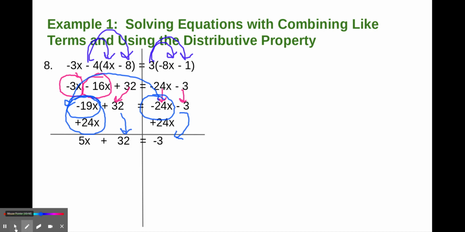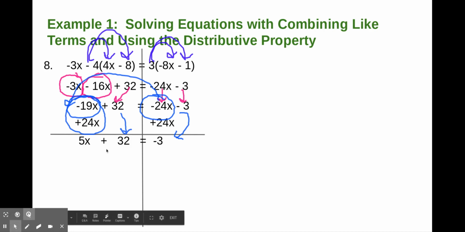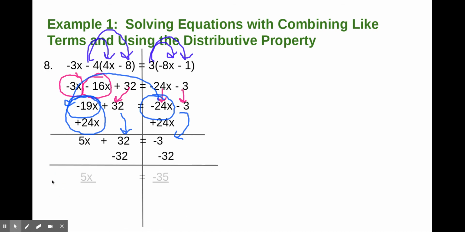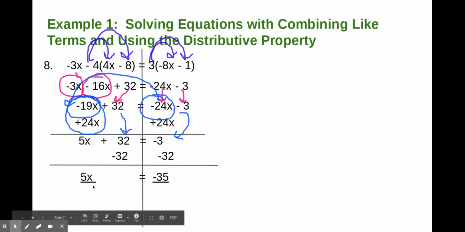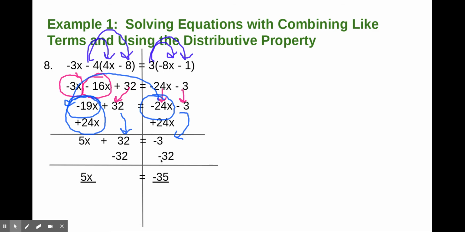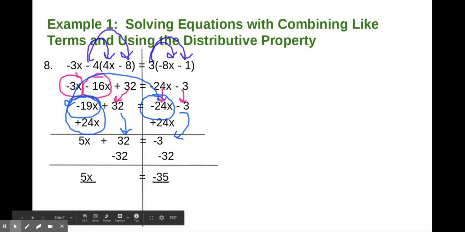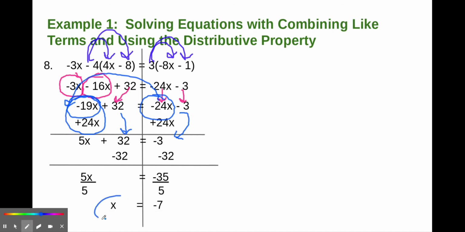And now this is just a general 2-step equation from this point. I want to get rid of this plus 32, so I subtract 32 from both sides. I bring down the 5x, and negative 3 minus 32 is negative 35. This is your coefficient of 5, so it's 5 multiplied by x. To get rid of the 5, I need to divide by 5. So I divide both sides by 5, and your answer is x equals negative 7.